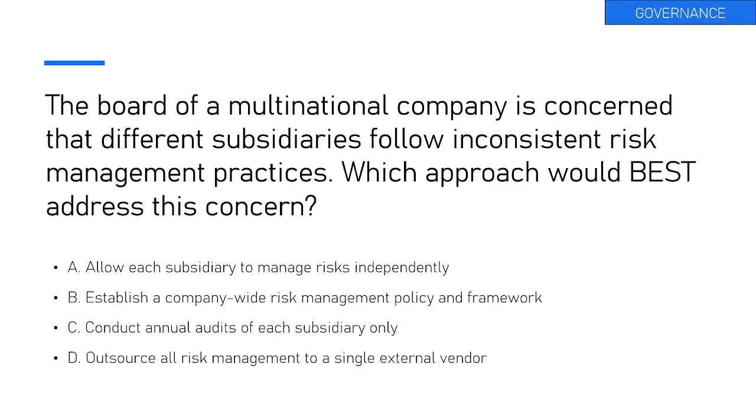Now let's move on to the next one, which is the board of a multinational company is concerned that different subsidiaries follow inconsistent risk management practices. Which approach would best address this concern? So there is some level of inconsistency in risk management practices through different subsidiaries. Now, we just want to bring everybody into the same umbrella here, right? Let's see what are the choices that we have.